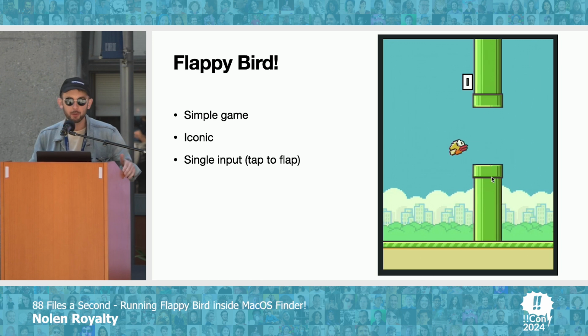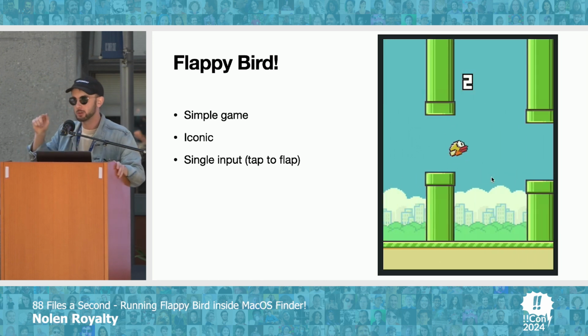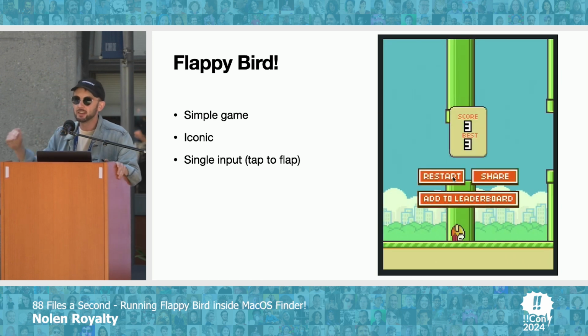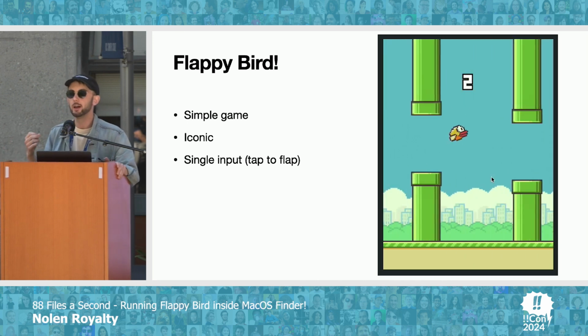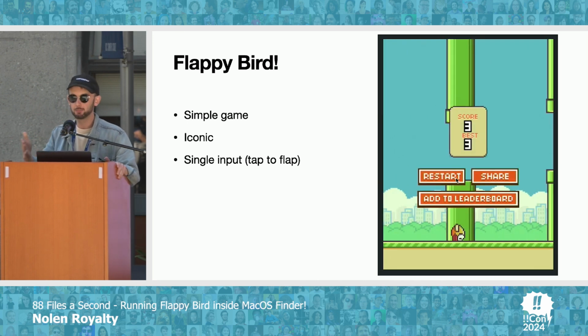If you haven't seen it before, Flappy Bird: you control this bird. It jumps when you tap. You try to not hit the pipes. That's it. It was a very popular, iconic game in the early mobile era. Pretty simple to program, and all you need is a single input, tap to flap.